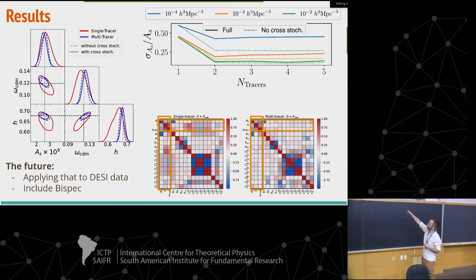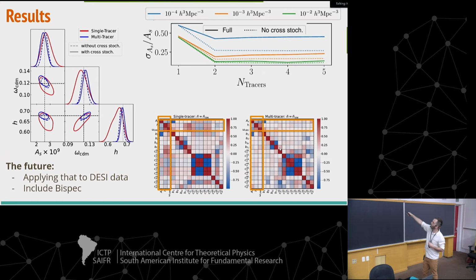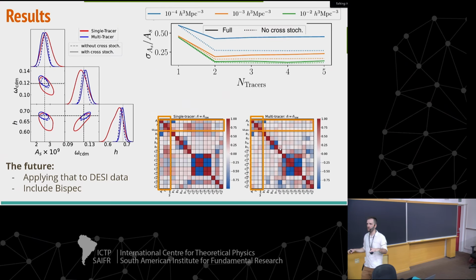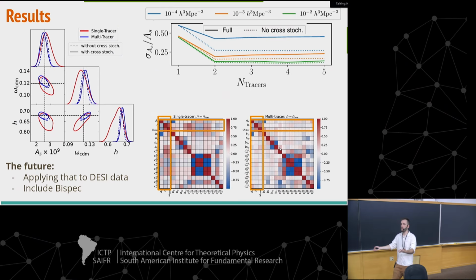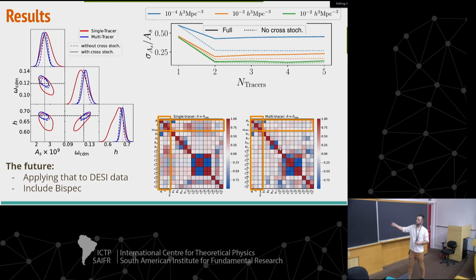In single tracer, you have some correlations between the parameters that, when you go to multi-tracer, you basically break, the cross correlation between the parameters. You see this matrix here is way more diagonal, which means that splitting galaxies by their colors or some features allows you to break correlation between this set of bias parameters. So in the future, this is something I've been working on: to apply that to DESI and also include the bias spectrum in this story.